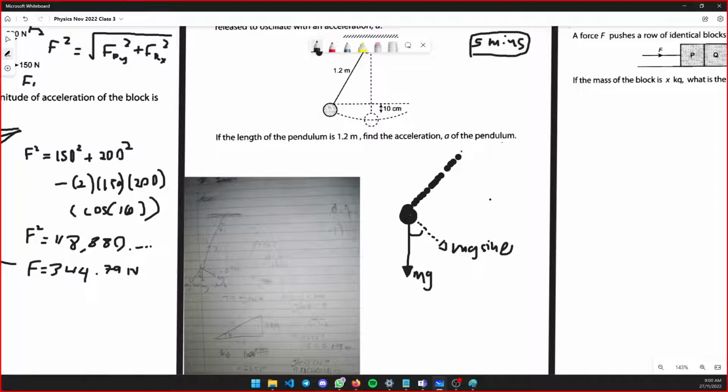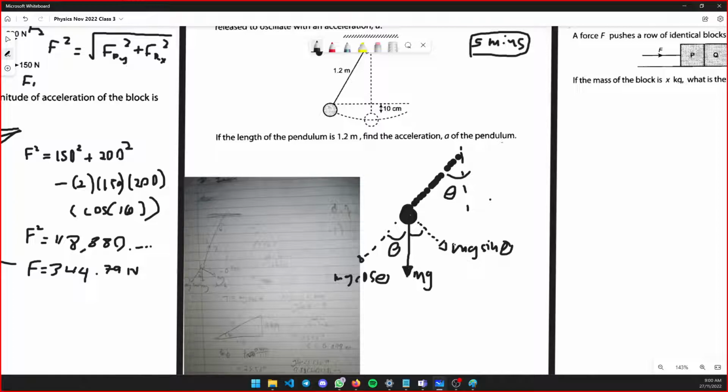sine theta. And when you're asking where this angle comes from, it's coming from here again. Sine theta, and also mg cos theta. Why do we need to break it down into two? We want to break it down into two because we want to find the angle.